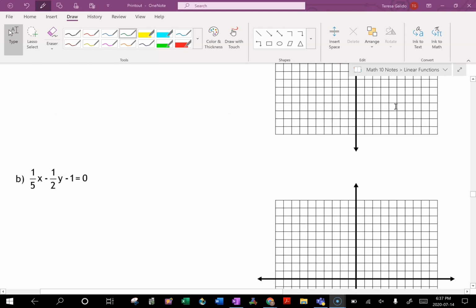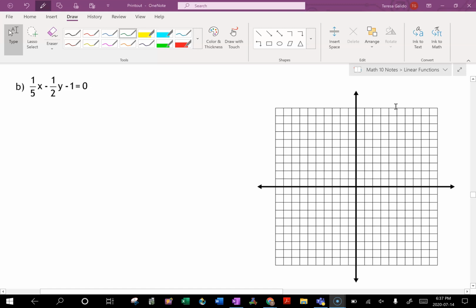So let's do the one here with fractions. Fractions are really hard to manipulate, so if we have the opportunity to get rid of the fractions, let's do it. In this case, we have denominator 5 and denominator 2. To get rid of the fractions, we have to multiply by the lowest common multiple of 5 and 2, which is 10. So the LCM of 5 and 2 is 10. 10 is the number that would get rid of the fractions, and we'll show that in our next step.